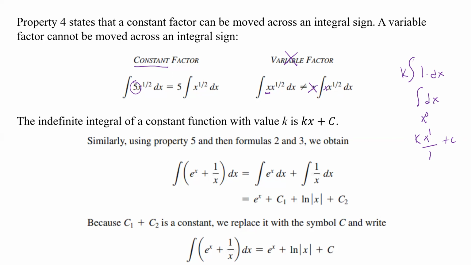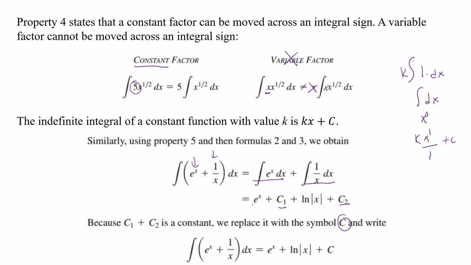Now, similarly, using property 5 and formulas 2 and 3, if we have e to the x plus 1 over x, and we're adding the two together and taking the integral of that, we just split it into the integral of the first plus the integral of the second. Well, the integral of the first is just e to the x plus c1. The integral of the second is just ln of absolute value of x plus c2. Now, this constant plus this constant is still, guess what, a constant. And so we're just going to rewrite that as just a c. We're just going to leave it as 1c.